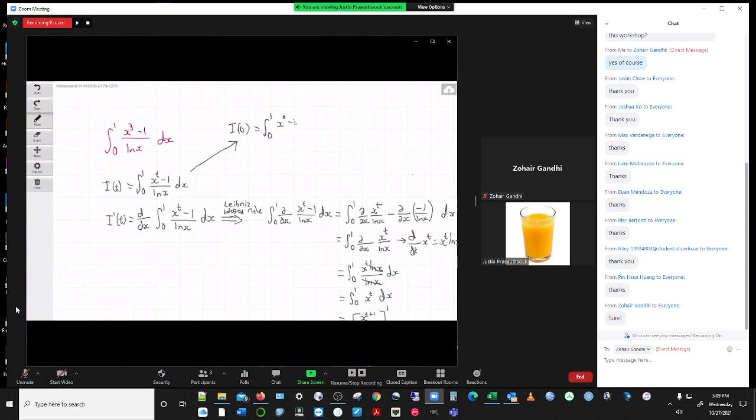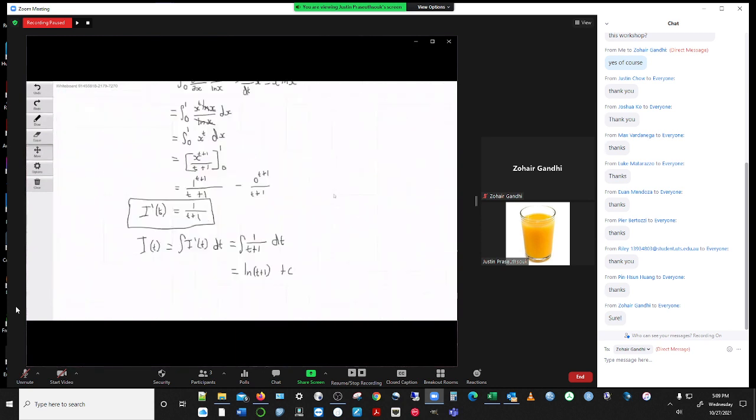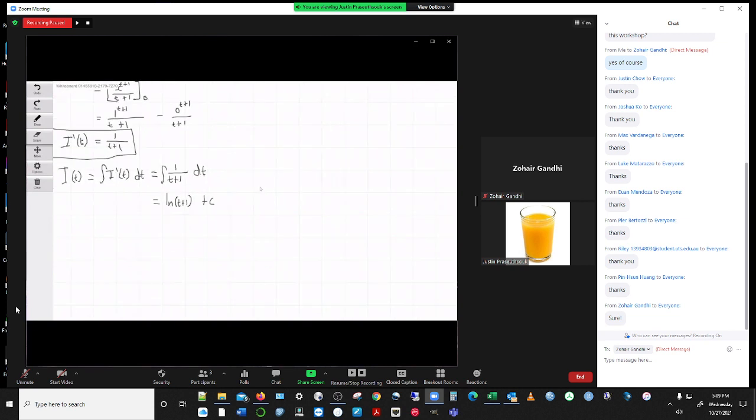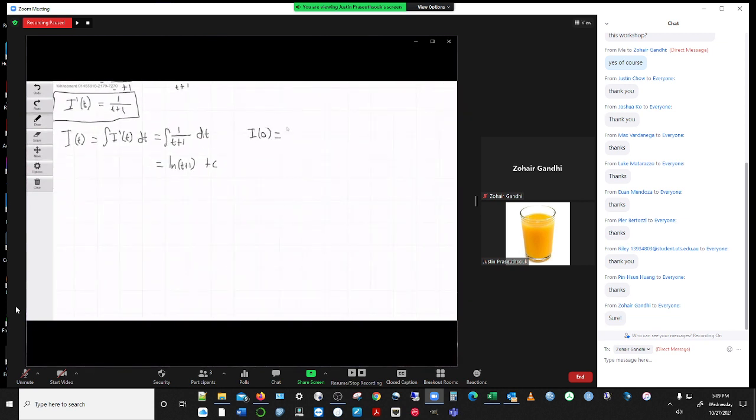So we're going to use t equals 0, because as you can see from the original integral, when you sub t equals 0, you just get 0. And therefore I of 0 is equal to 0. Now we just use the value we just computed by subbing it into our simplified form of our general function. We will then find out that c is equal to 0, so therefore I of t is equal to ln of t plus 1.